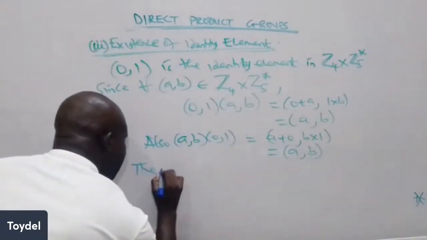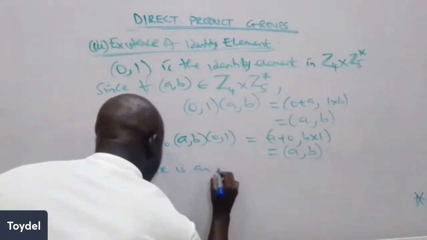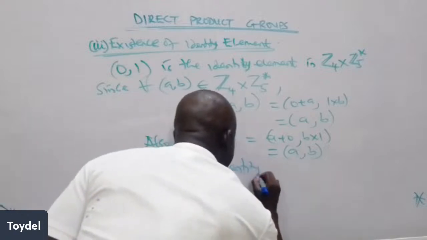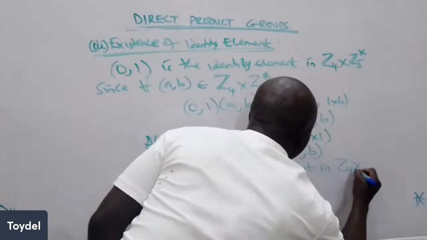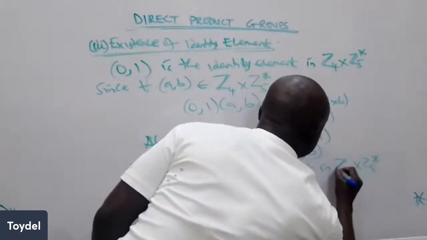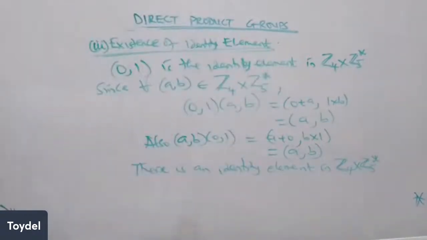So that simply means that there is an identity element in Z4 cross Z5 asterisk. So please note that there is an identity element, and we have been able to show the identity element.